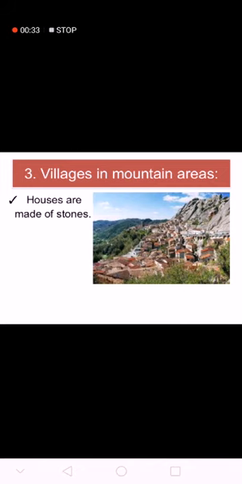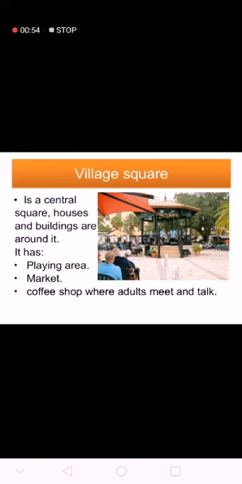So we had the three types of villages. The first one was villages at seaside, and the second one was villages on flat areas, and the last one is villages in mountain areas. So now we can move to a new point, which is village square.